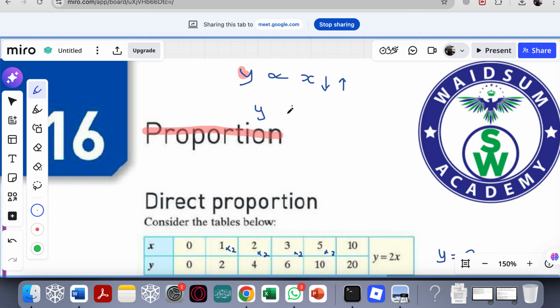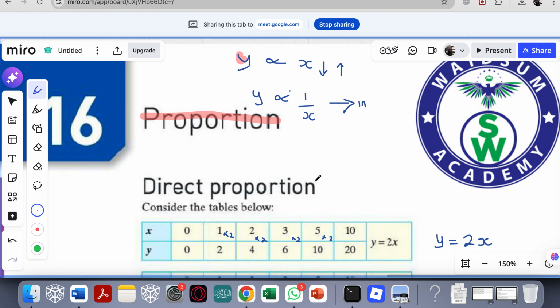But if one quantity is increasing and the other one is decreasing as a result of that, let's say for example, if you increase your speed, the time to reach where you are going will decrease. That's inverse proportion. So for this level, we are only looking at two types of proportion: direct proportion and inverse proportion. One increases, the other one decreases. One decreases, the other one increases. That's inverse proportion.